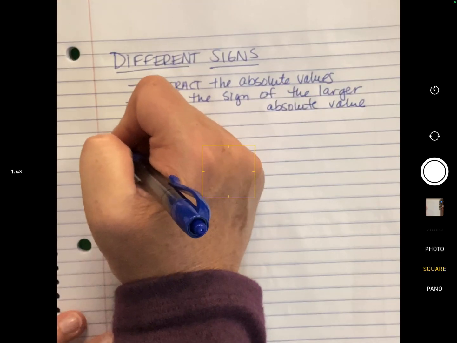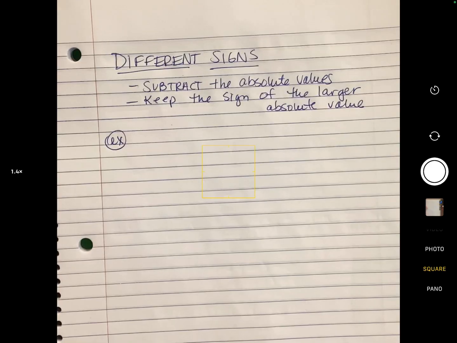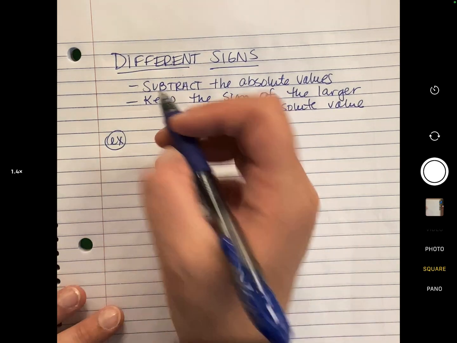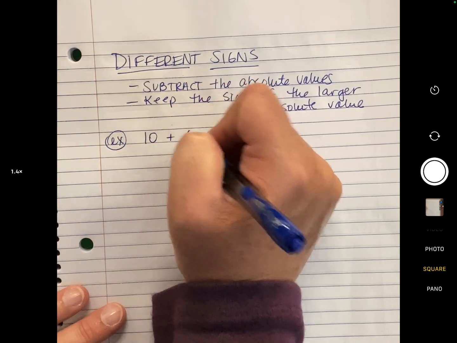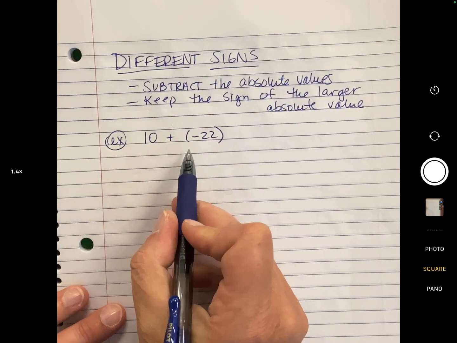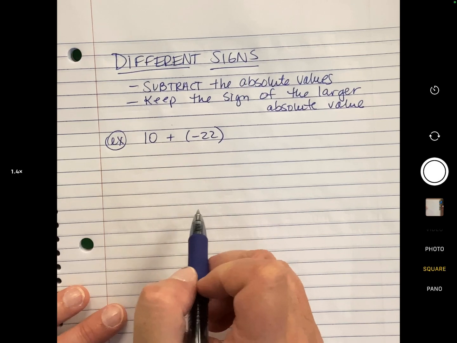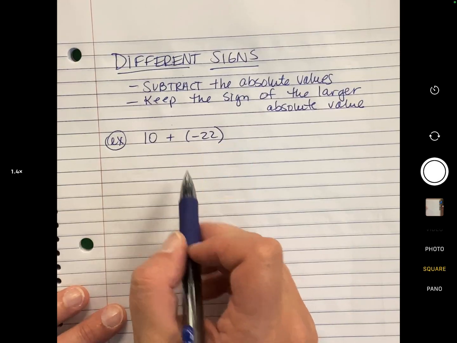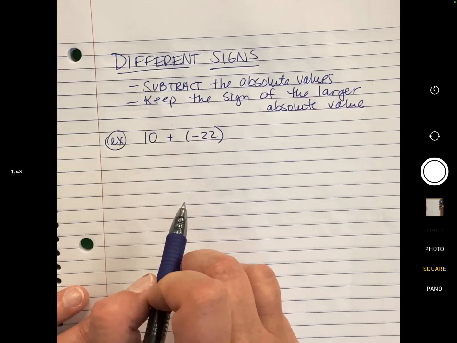Okay? So let's do an example of that. Again, different signs: subtract the absolute values, keep the sign of the larger absolute value. If I have 10 plus negative 22. By the way, these parentheses are just setting off the negative, so don't get too worried about the parentheses. It just means 10 plus negative 22.